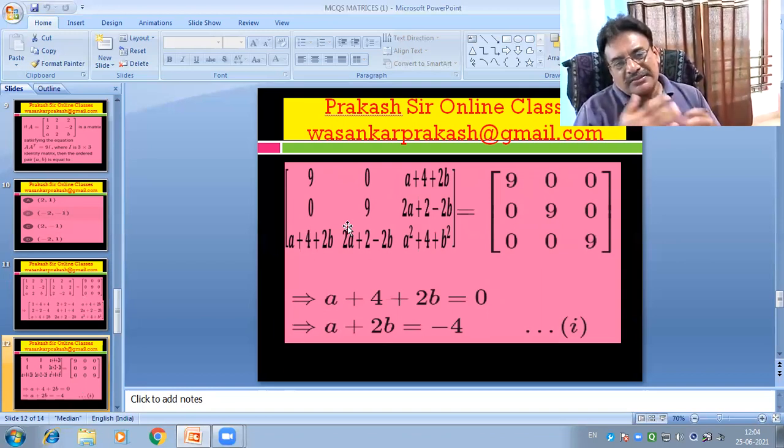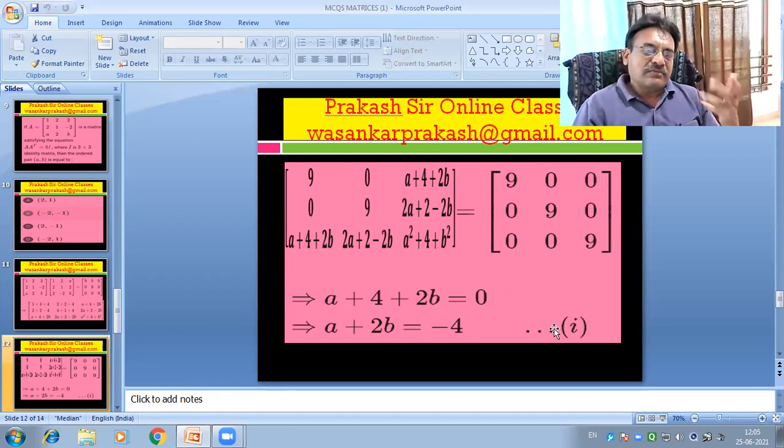And here we use the definition of equality of two matrices. We know that by the definition of equality of two matrices, each corresponding element is equal. So here we write a plus 4 plus 2b, which is equal to 0. That is, we equate this element: a plus 4 plus 2b equals 0. Then this equation can be written as a plus 2b equals minus 4, and this is equation number first.